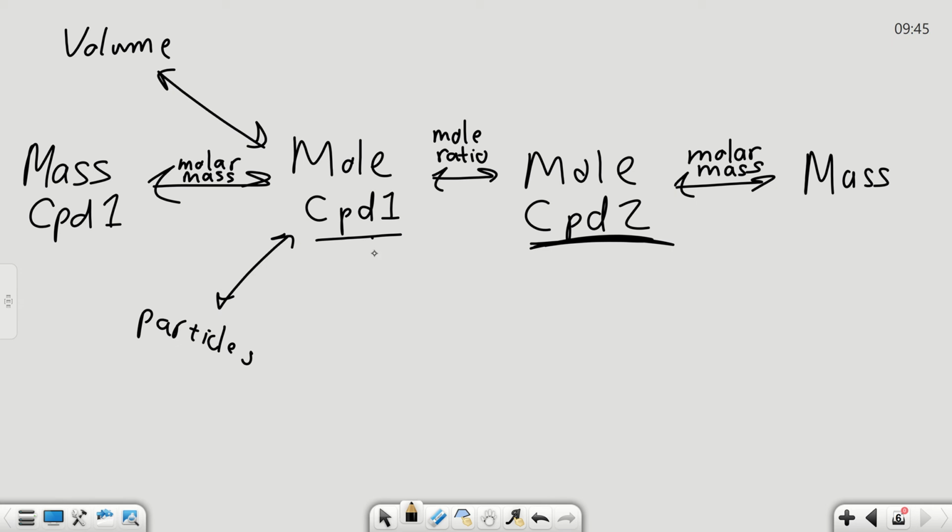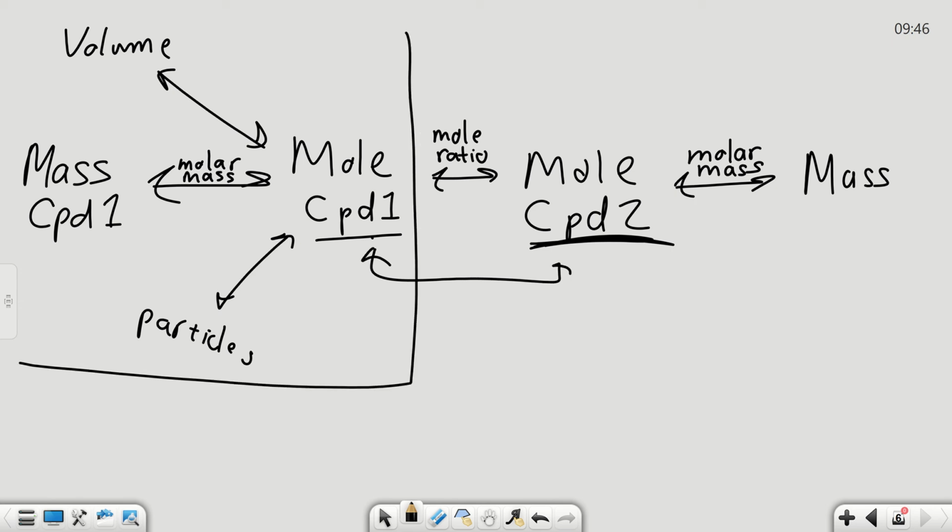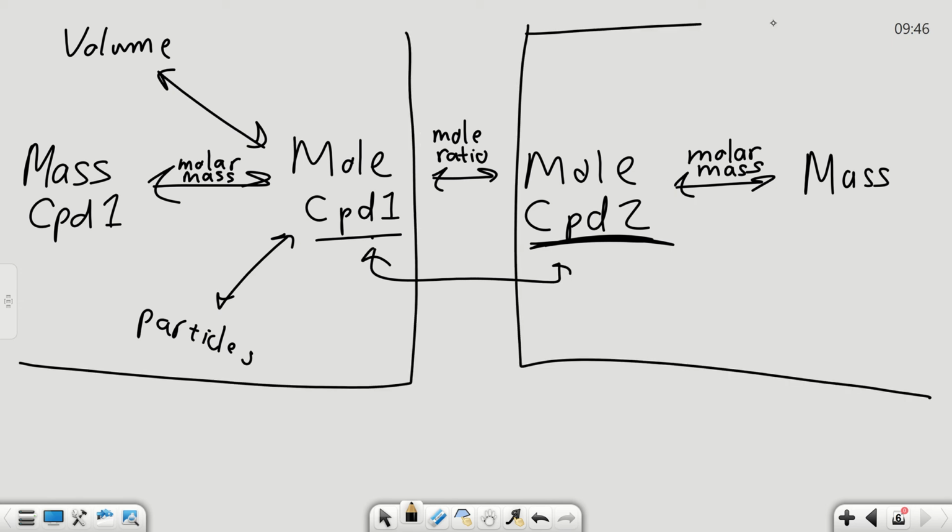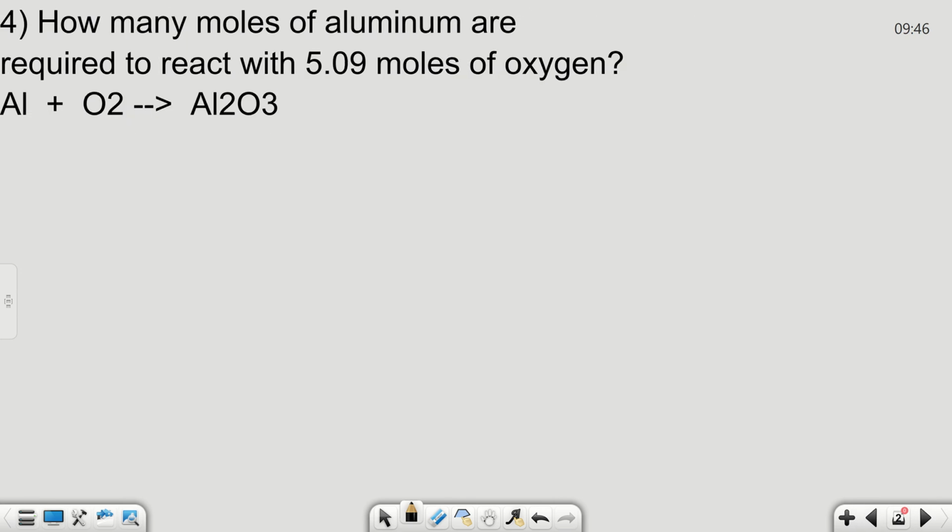But again, the new step is this one right here. This is last unit. We know how to change moles back to mass of individual compounds. Our new step is this mole ratio in the middle. So if I want to change anything to something else, again, it always goes back to the mole.